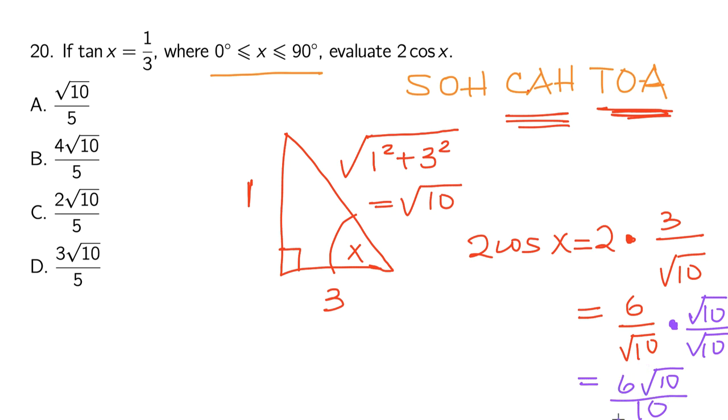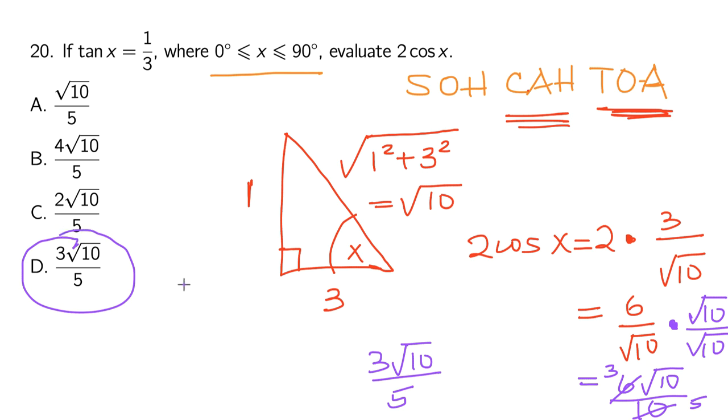But we can simplify further. 6 and 10 have a common factor of 2, so we can divide both by 2. If you divide 6 by 2, you get 3. If you divide 10 by 2, you get 5. So we get 3 root 10 over 5. And that is D. So that's our final answer.